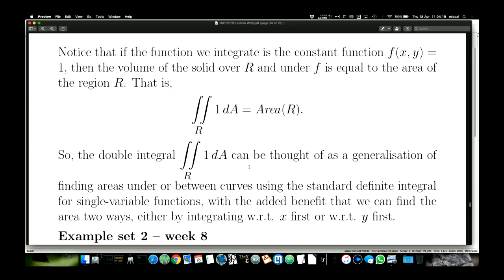That means we can use double integrals to find areas between curves like we used to do with functions of a single variable. We just integrate the function 1. And I want to illustrate this with an example of the sort of thing you've probably seen before.